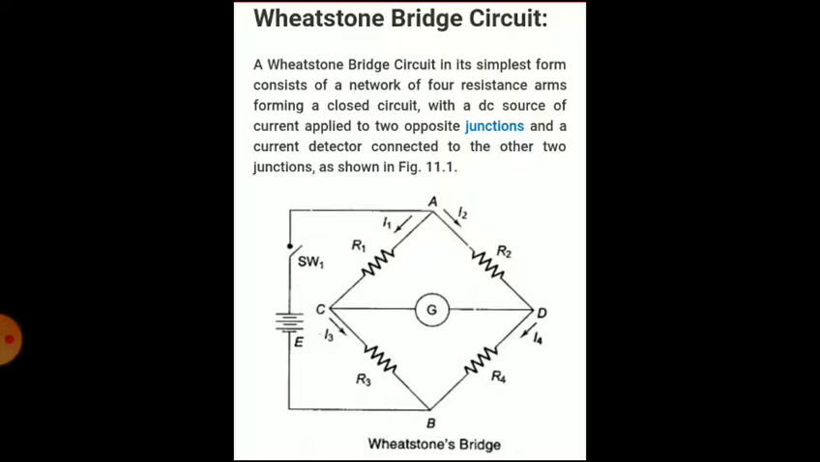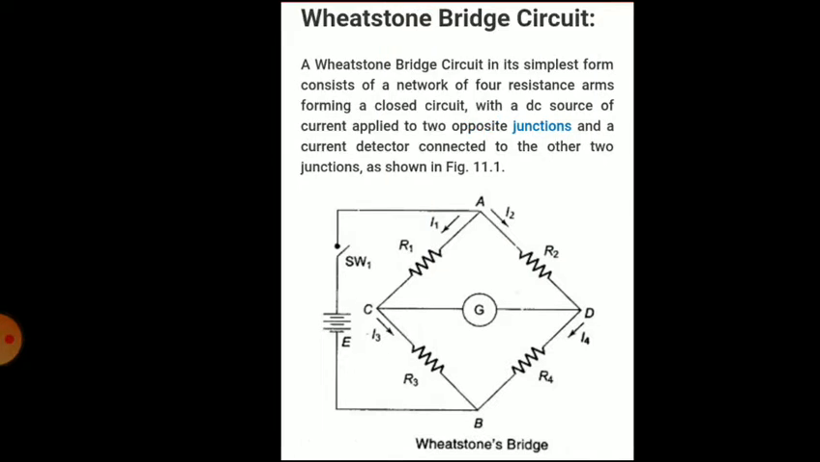Now the bridges may be of two types: first the DC type, and second the AC type. When the output of resistive type transducers is to be measured, either DC or AC bridges may be used. But when measuring inductance or capacitance for the respective transducers, AC bridges are used.